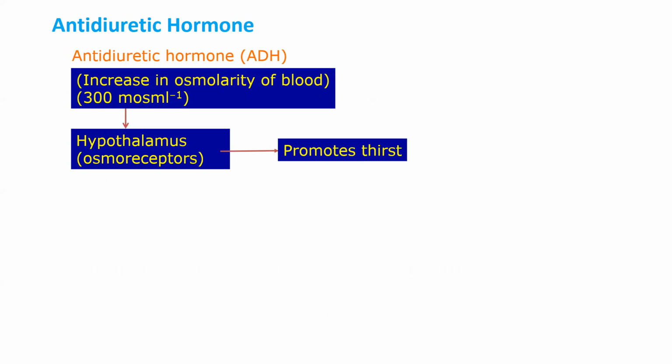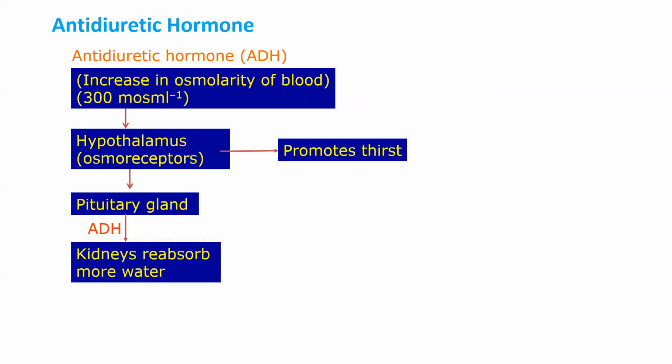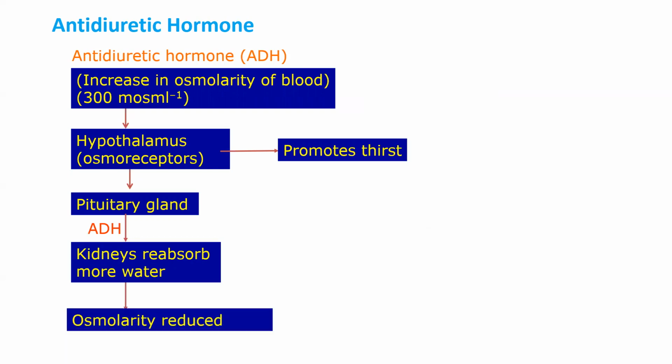That means the amount of water in blood is low. So this is also going to promote thirst. At the same time, it will excite the pituitary gland for the secretion of ADH. What will ADH do? ADH will tell the kidney to reabsorb more and more water. So once the water is absorbed, naturally water will go to the blood, and thereby the osmolarity is going to be reduced. Got it? Yes, sir. Please note it.